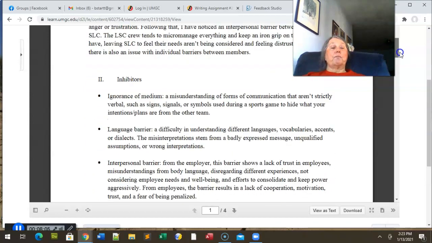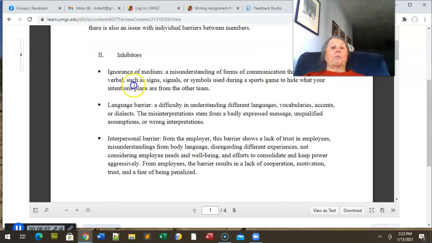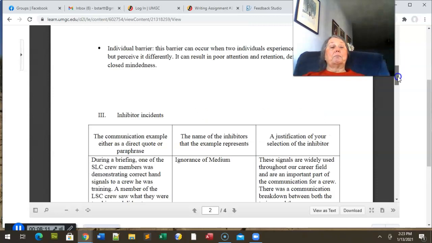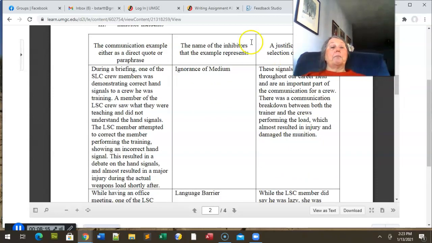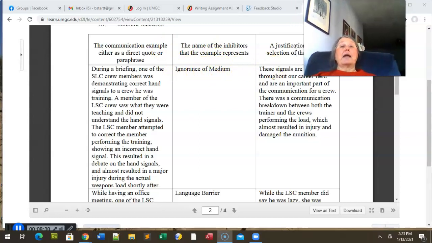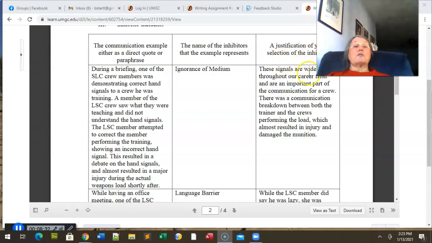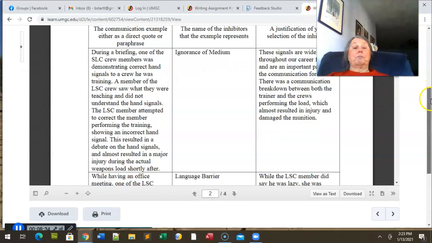Notice the headers, how everything has been organized. There is a copy of the chart. It's your communication example, either as a direct quote or a paraphrase. Don't just describe it to me, actually give me a quote here. What is the type of inhibitor that you're dealing with? And then finally, how do you justify your selection of that inhibitor?